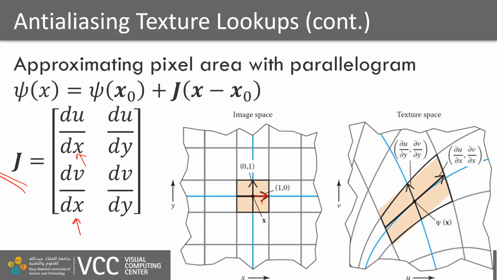And we can see that here is our central position, and this is the linear approximation of this function. Our mapping of our pixel on the texture space is this complex shape, but we approximate it just by this parallelogram.